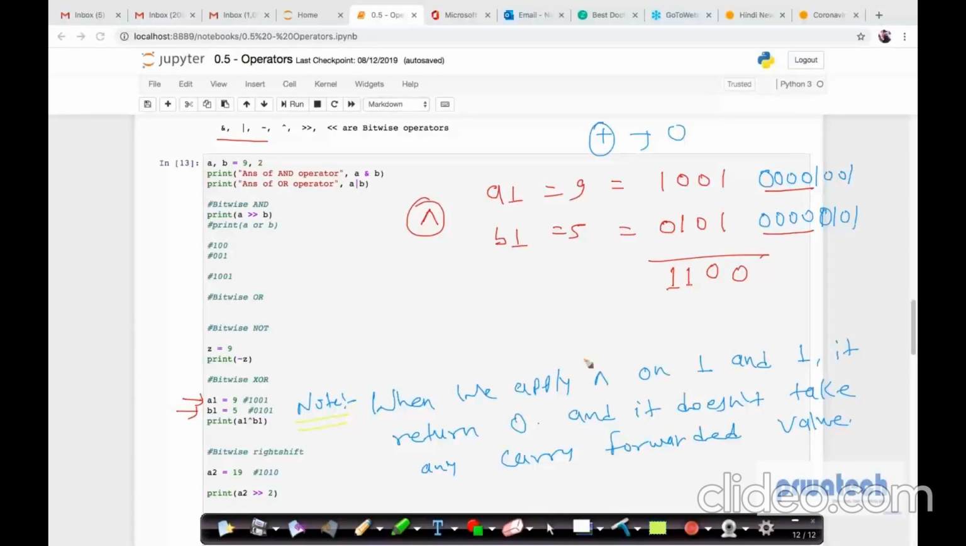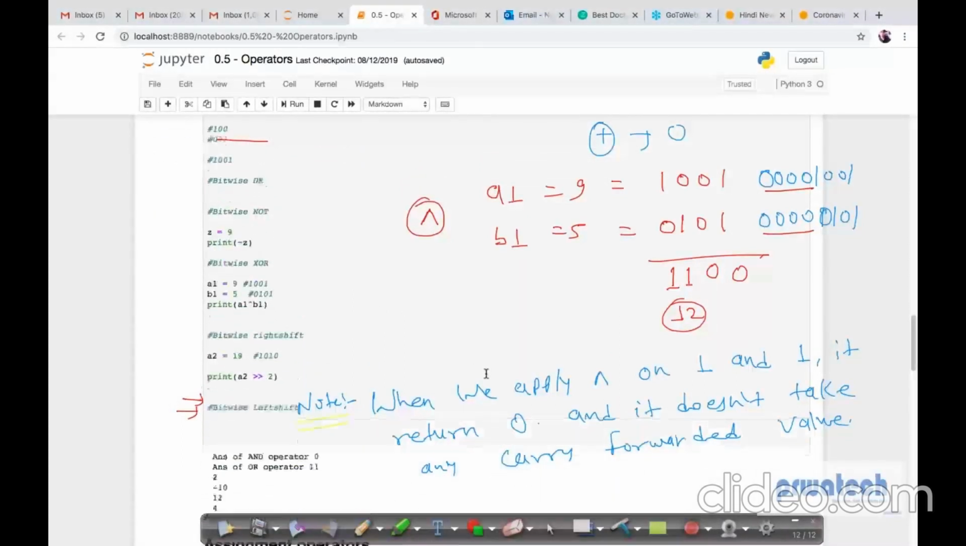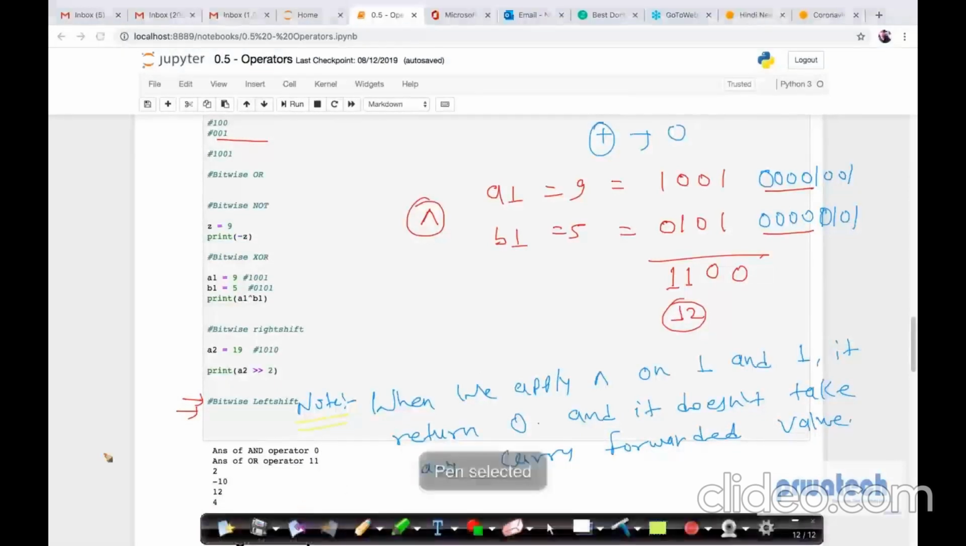So the answer should be what? 2 to the power 3 plus 2 to the power 2. The answer should be 12. Let me check, because I'm also a bit confused about the answer. Yeah, the answer is right. I'm right with the concept. So the answer is 12 for this operation. Print A1 and B1, that's what we're doing. A1 and B1 we have taken, we're using this operator. So the answer is 12, guys. I hope you understand this. So in these two, there's a significant difference. This is carry forwarding. This is not carry forwarding.